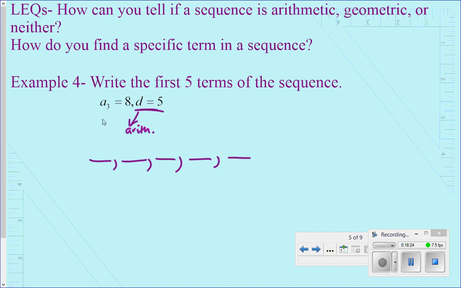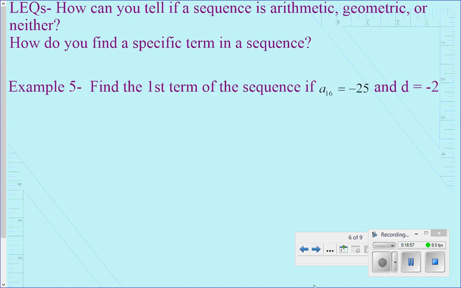So I know the third term is 8, which means on the third line I'm going to put an 8. So from here, I want the terms in front of that, and I want the terms behind it, and I know it's arithmetic. So all I have to do is add 5 on to get the next 2, and subtract 5 to get the previous 2. And then that would just be our work for that. We're subtracting 5 and we're adding 5.